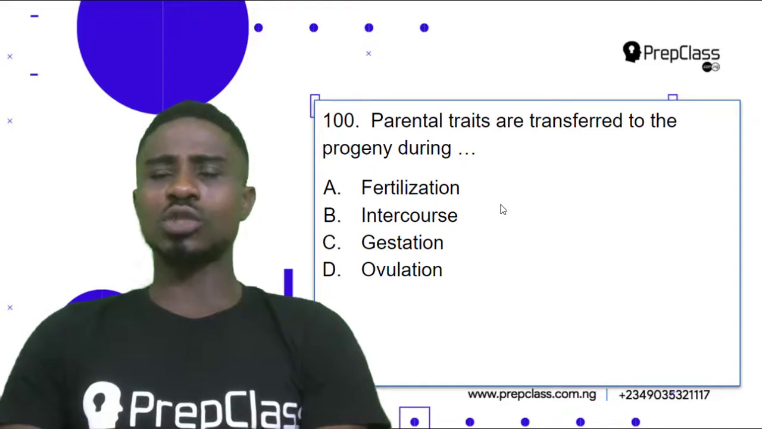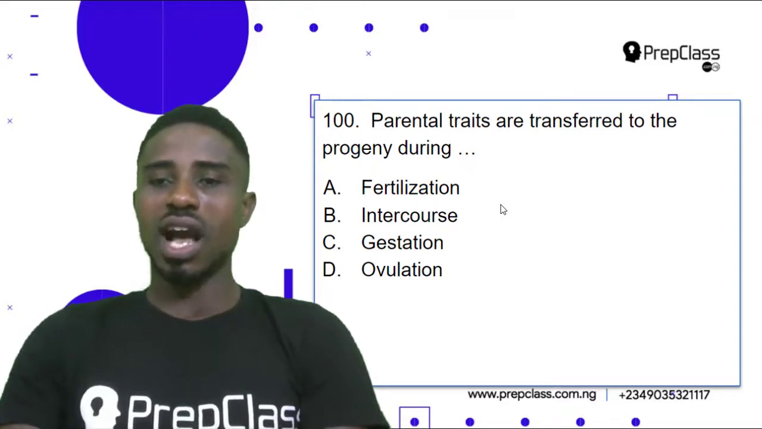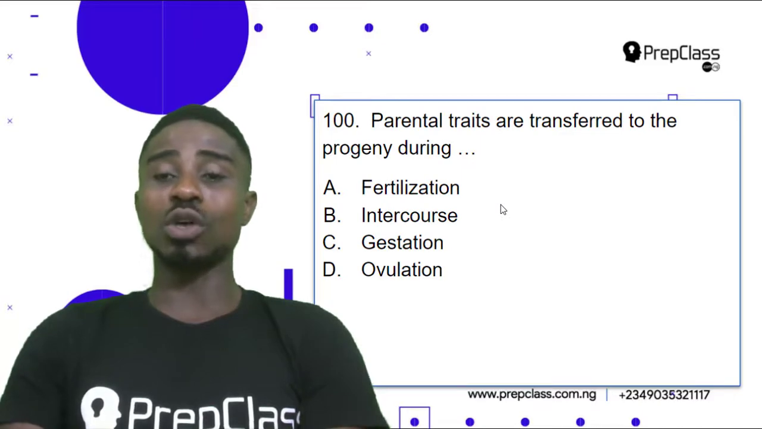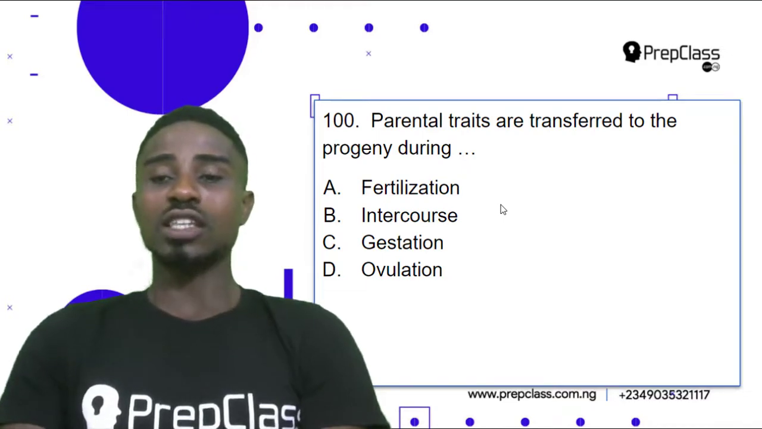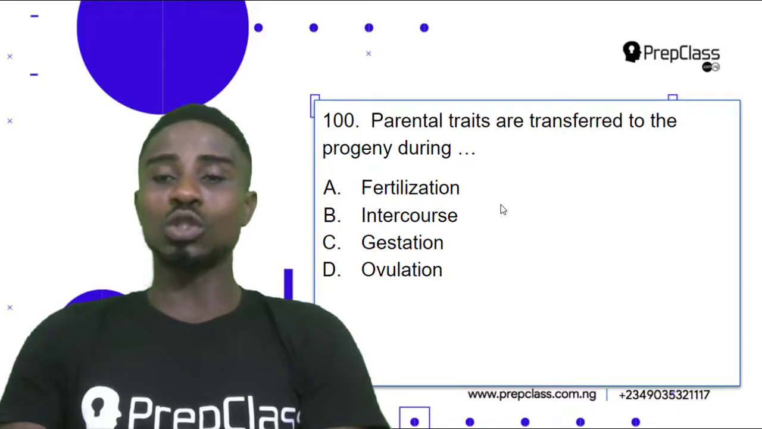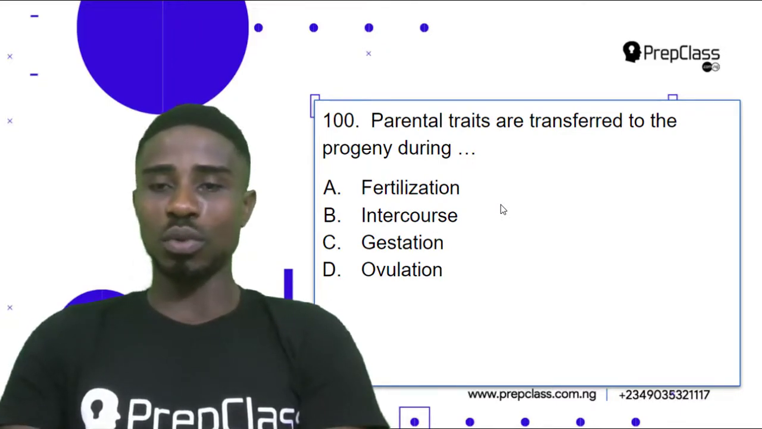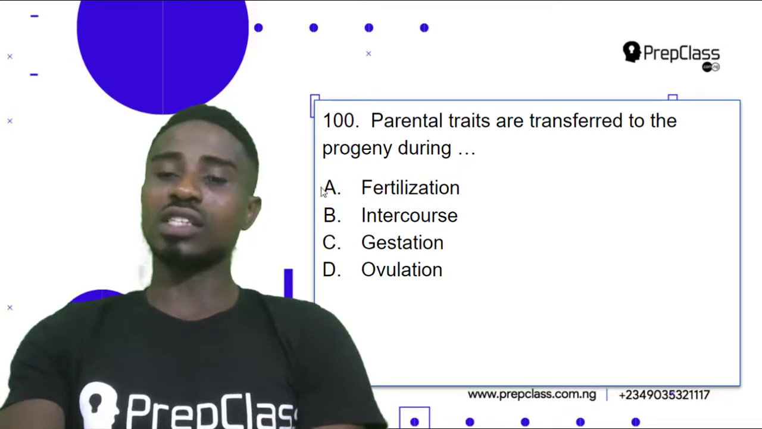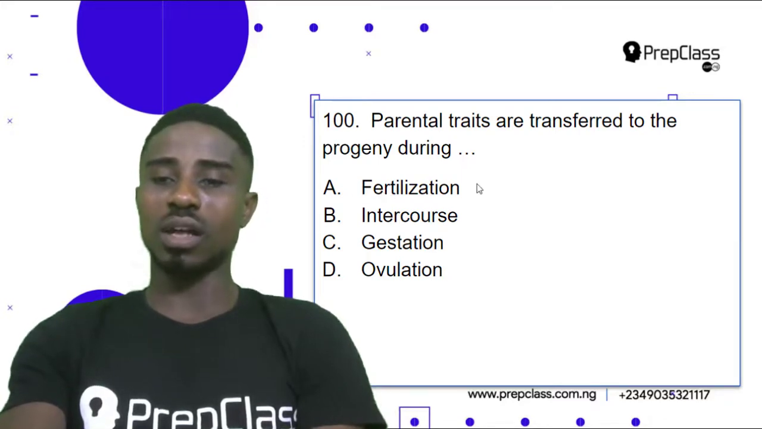So what are traits? Traits are characters. And these characters are made present in children as a result of the transfer of genes. So it's when parents transfer genes to the offspring that those traits will show. So the genes carrying those traits will show when such genes are transferred to the offspring. So when are all these traits transferred to the offspring? A, fertilization. And fertilization actually is our correct answer.